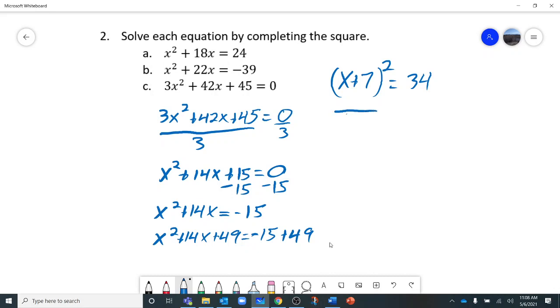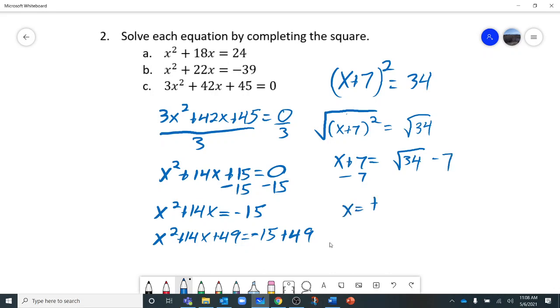So I'm going to do the square root of each side. And I'm just going to leave that in the radical. So I'm going to end up with x plus 7 equals the square root of 34. Subtract 7 from both sides. And I get x equals plus or minus, I always do that. x equals negative 7 plus or minus the square root of 34.